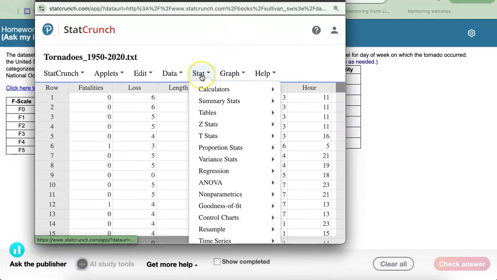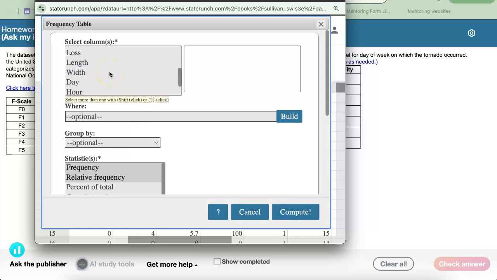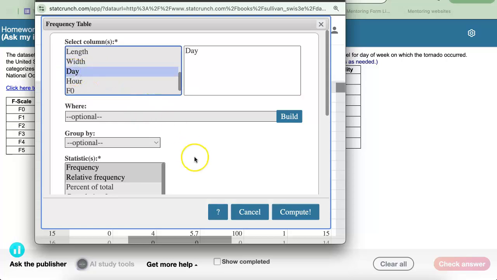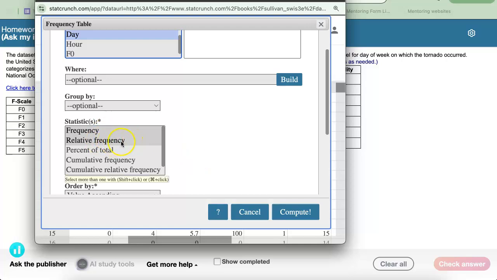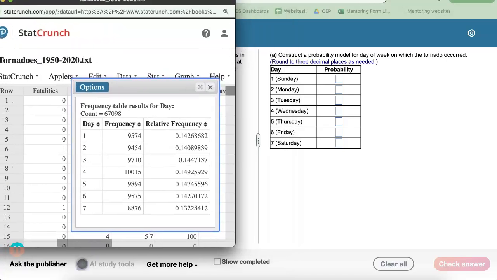So the next thing I want to do is go to Stat, Tables, and Frequency. Let's choose the day of the week. And let's make sure that relative frequency is selected. Now, I could have both frequency and relative frequency selected as the default, like you see here, that's fine, or just the relative frequency. And then we'll click Compute, and I see the days of the week, the frequencies, and most importantly, the relative frequencies. That's the information that I need for the table here.